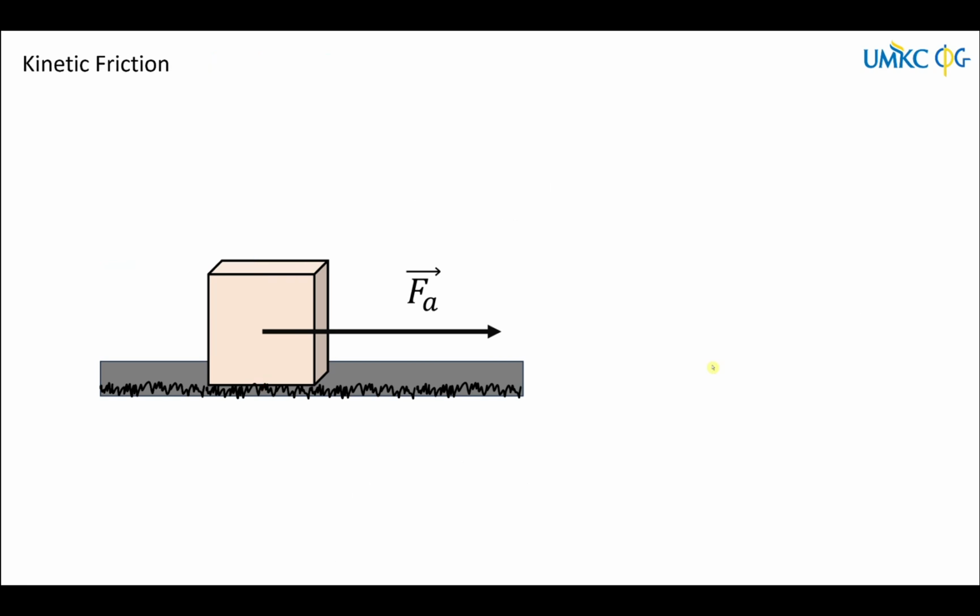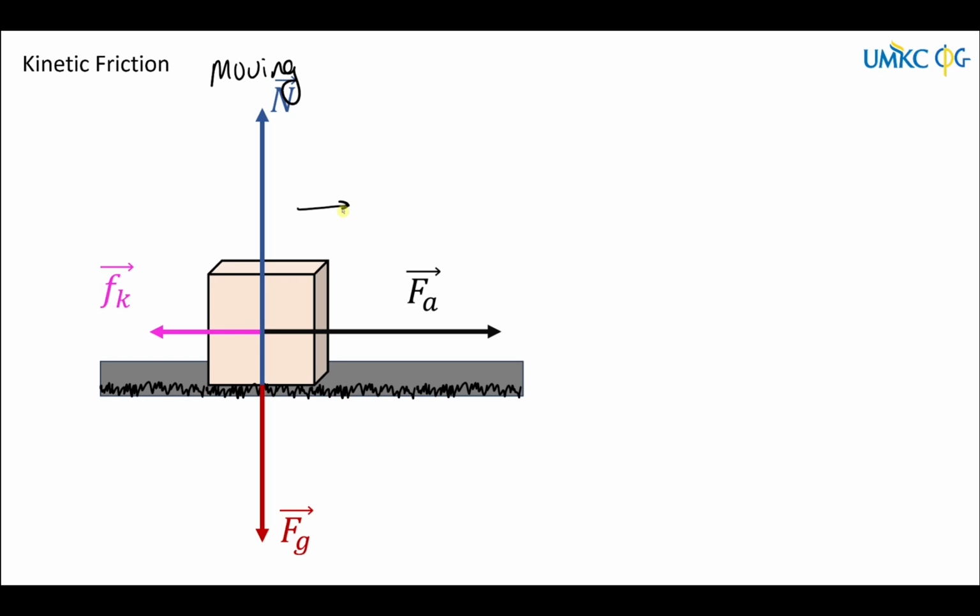Now, what if I change this, and instead of having static friction, I have kinetic friction? If I have kinetic friction, I know that this object is moving. So I have my force of gravity still, I have that normal force still, and if this object is moving, it's going to be moving in that positive x direction, and my kinetic friction force will still oppose that relative motion.